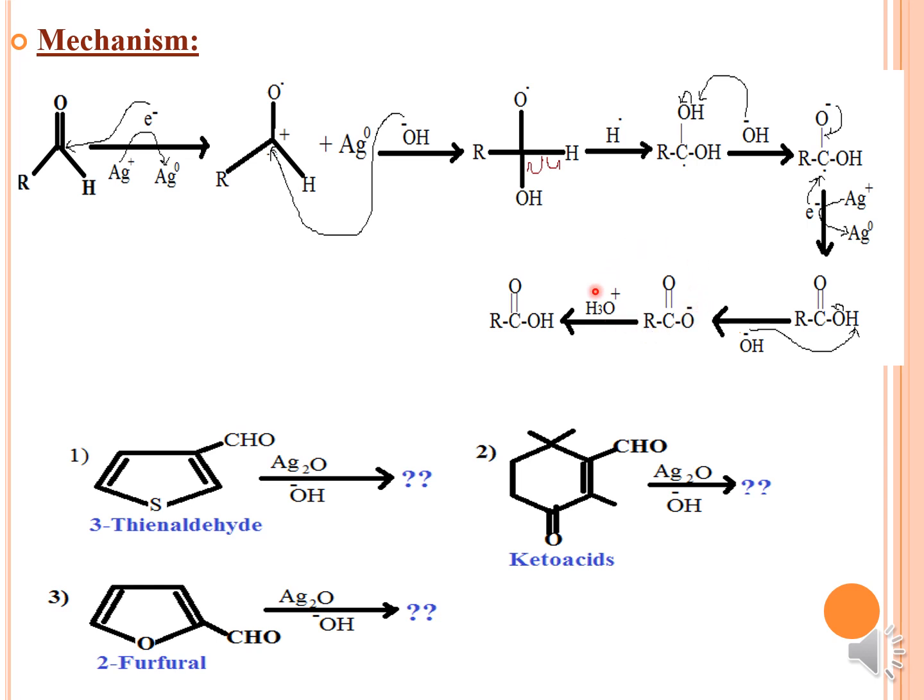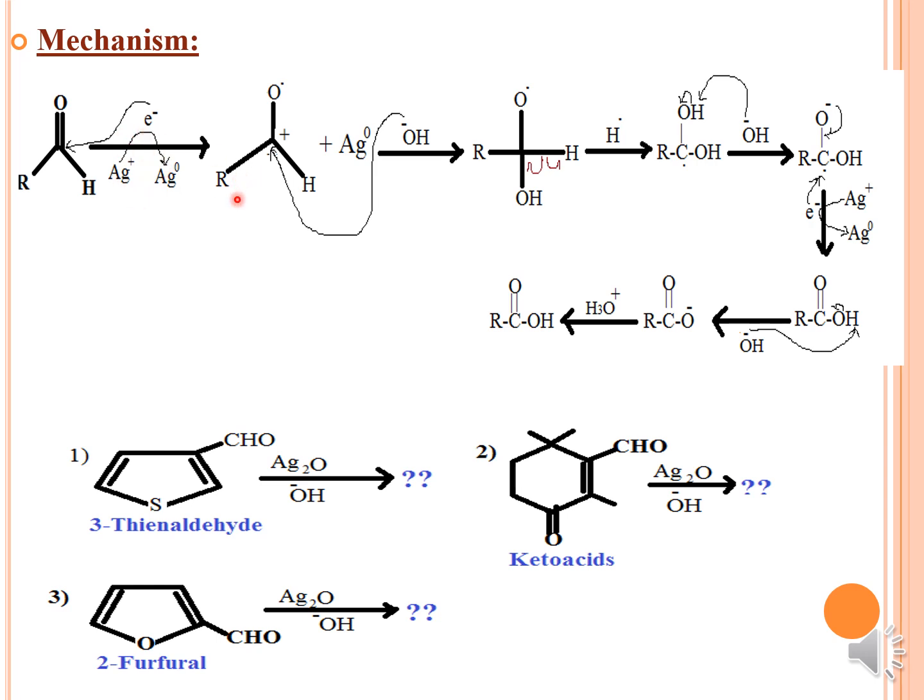making it O minus with the generation of the carboxylate ion. And again if we do the hydrolysis step, then this O minus will abstract the proton from H3O plus, and with the cleavage of the water molecule you will get back your carboxylic acid. This is the mechanism which you have to do.